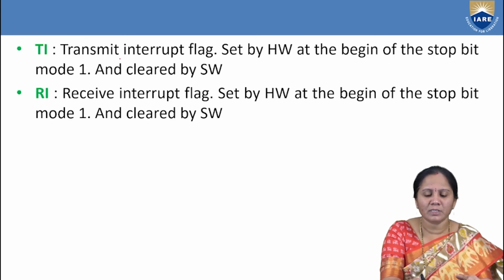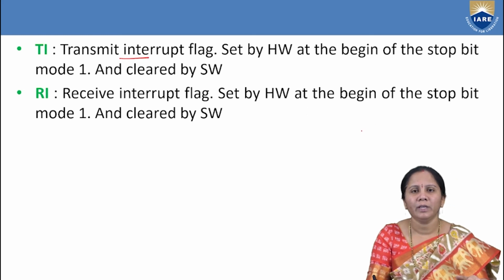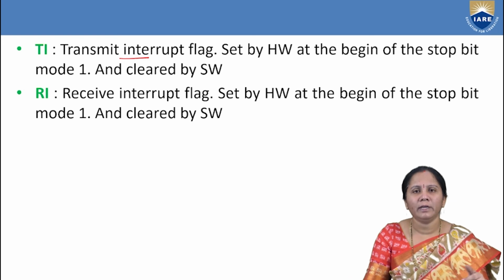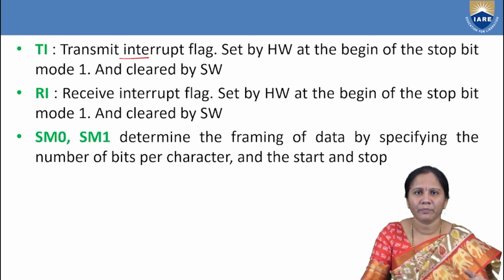So TI represents the transmit interrupt flag. It is set by hardware at the beginning of the stop bit and it will be cleared by software. Similarly, RI means the receiver interrupt flag. It will be placed at the receiver end.